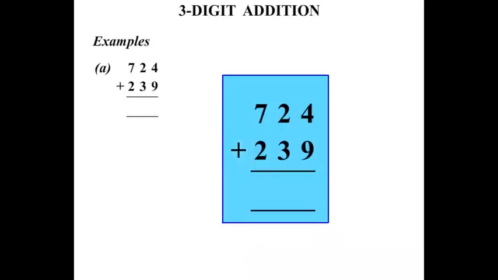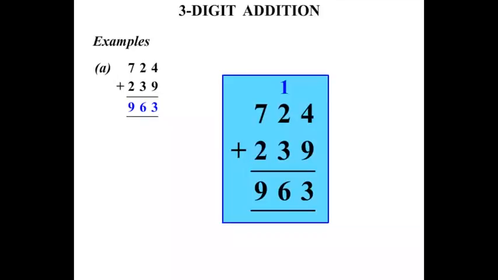So starting from the units, the right-hand column, 4 plus 9 is 13. So we write our 3 down and carry the 1. Our next column, from the top, 1 plus 2 is 3, plus another 3 is 6. Our next column, 7 plus 2 is 9. So our answer there, 963.